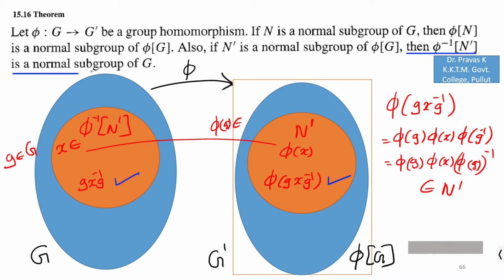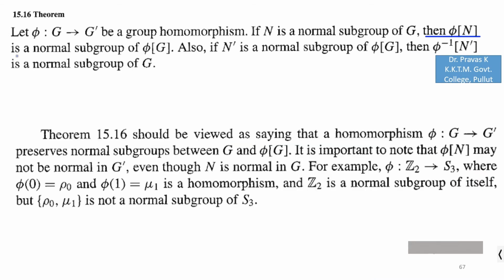So we proved the second part of the theorem. Now remember that in the first part, we need to prove that phi of N is a normal subgroup of phi of G and not G dash. Why? Because you can see there is a counter example.